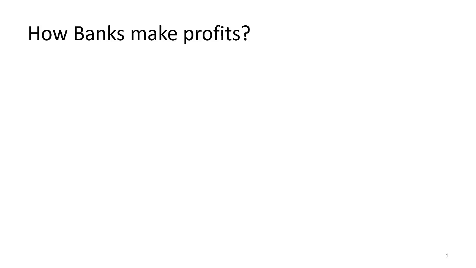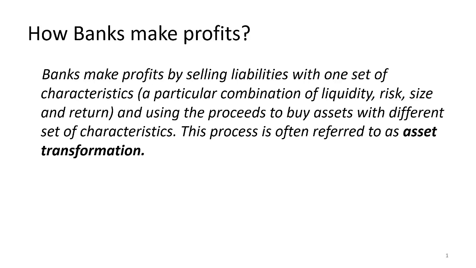In this lecture, we will be discussing how banks make profits. Now, as you all know, banks take in deposits, which we also call liabilities. So banks make profit by selling liabilities with one set of characteristics, which is a particular combination of liquidity, risk, size, and return, and using the proceeds to buy assets with a different set of characteristics. This is known as asset transformation.